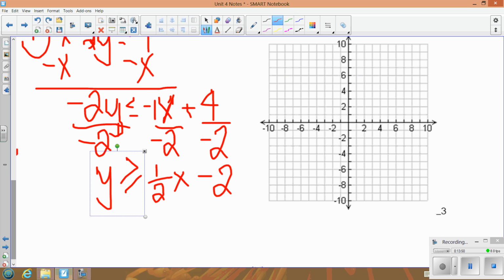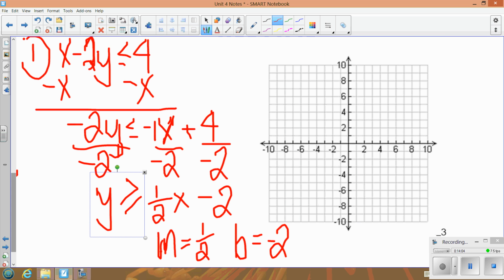So now I pull out the slope. The slope is 1 over 2, so it's going to be up 1, right 2. Y-intercept is negative 2. And I'm going to have a solid line for this one because I have the equals included. So start at negative 2. You're going to rise up 1 and go right 2. Up 1, right 2. So plot those points. And then backtrack down 1, left 2. And then you can draw your solid line for this one.